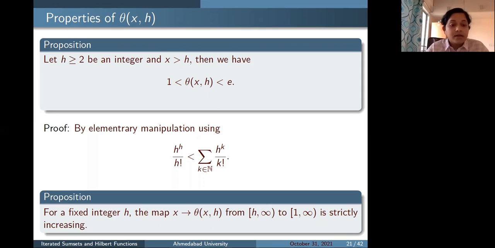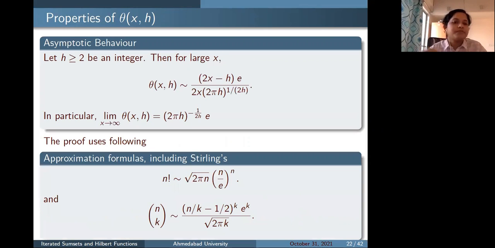The second thing it's saying is, let's say I'm fixing this h and I'm varying my x, then we will find that this theta is a strictly increasing function. It also has asymptotic behavior for larger values of x. It is asymptotically the same as this quantity as it extends to infinity. The proof of this can be done using the Stirling formula.